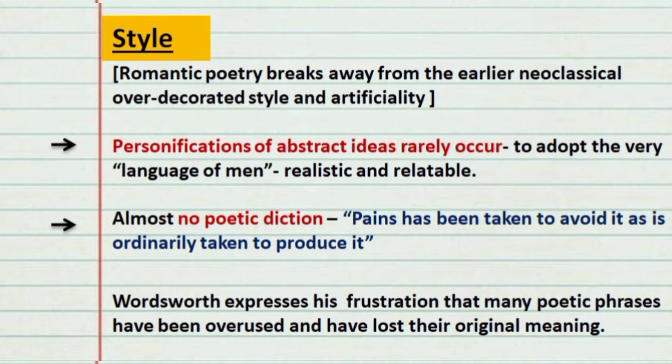We already know that romantic poems are not artificial or over-decorated and thus they are different from the neoclassical poems. Other than that, there are two major points that Wordsworth notes when he talks about style. Firstly, the personifications of abstract ideas rarely occur in romantic poems. What are abstract ideas? Something that we have to think and understand. It's not something that you can point at and show that this is what I'm talking about. So, such ideas are rarely used in romantic poems.